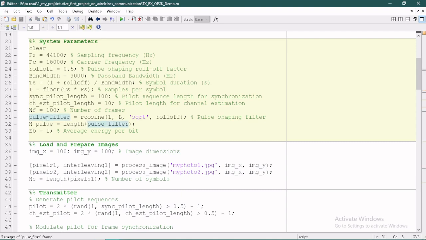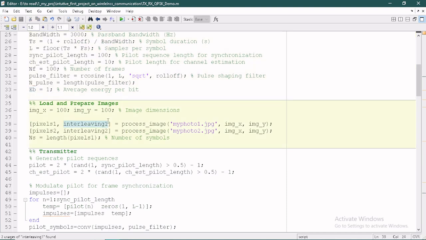This is the function to generate the pulse shaping function. We give it the parameter, the number of samples per symbol duration. We specify its square root raised cosine function and the roll-off factor, and it gives us the pulse shaping function that we will use. Here we find the length of this pulse shaping function because we need it in the processing, and this is the average energy per bit.